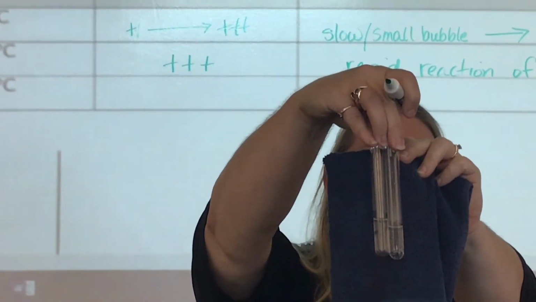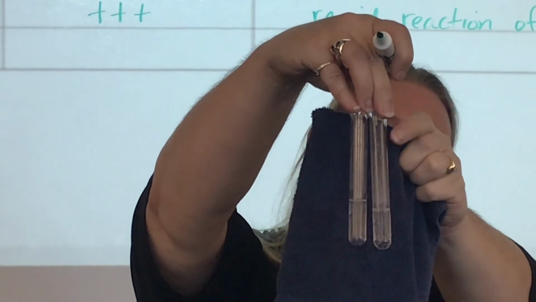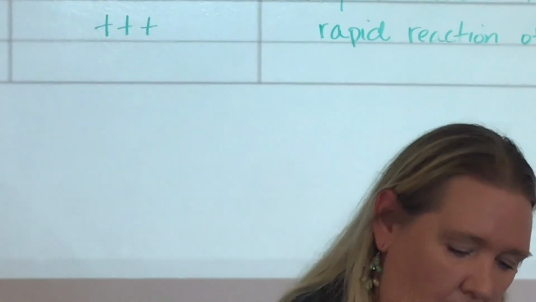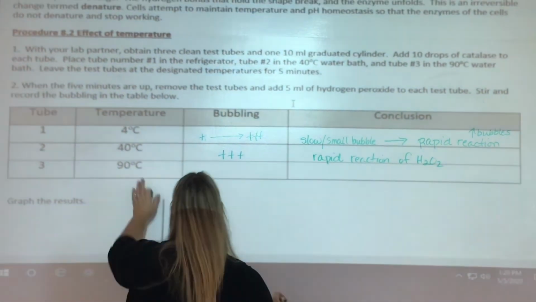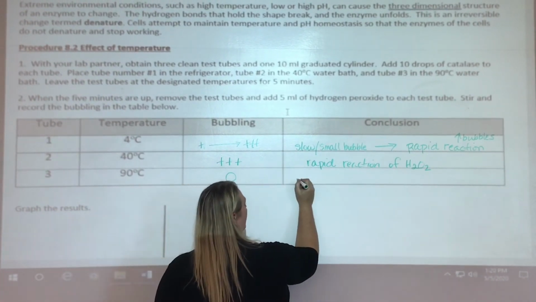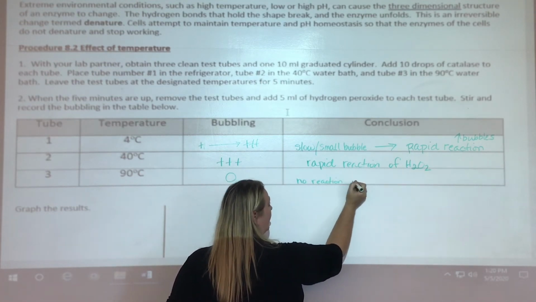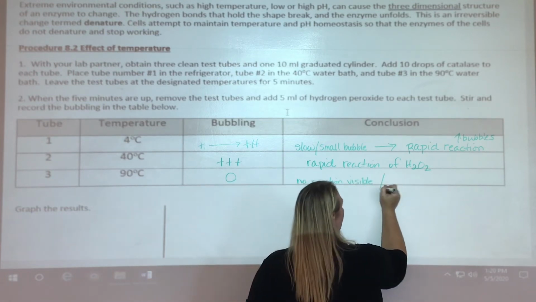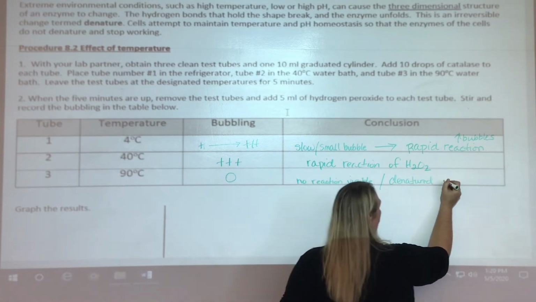They would look about the same. This is test tube 1, the cold one, and this is the room temperature. So they look about the same right now. So what does that mean? Oh, and then the 90, the hot one, the last one, had no bubbles. No reaction that we can see, visible, and that's because we denatured catalase.